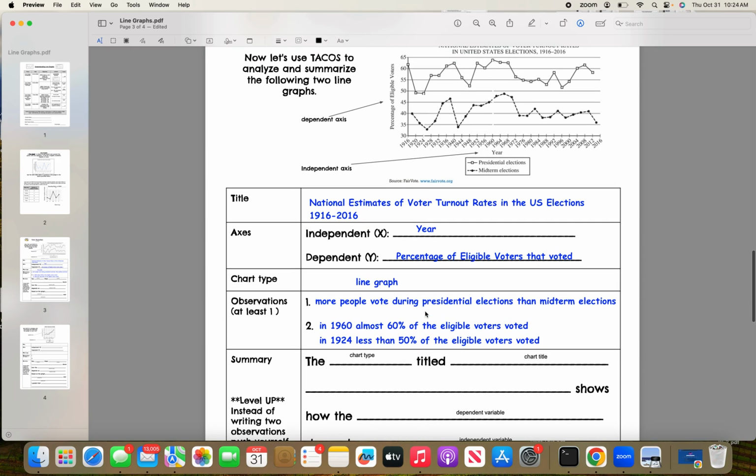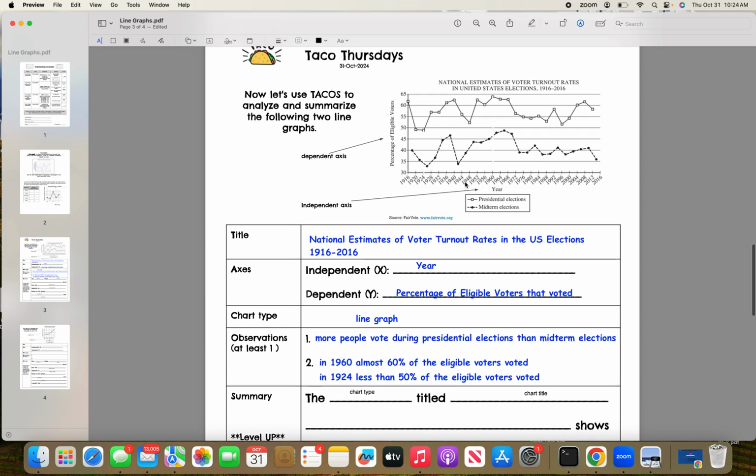Another observation is that not every year is the same. So what I noticed is that this point had a lot of people come out. I don't know what happened in that year. Let me see. That's not what I wanted. I want the line to be red. Okay, so what year is that? So I can drop down, that's 1960. In 1960, almost 60% of the eligible voters voted. Wow. I don't know why, but that's interesting.